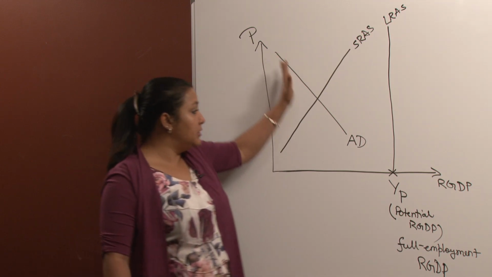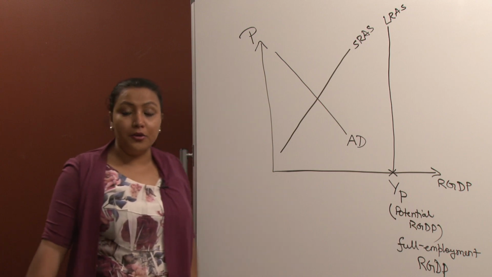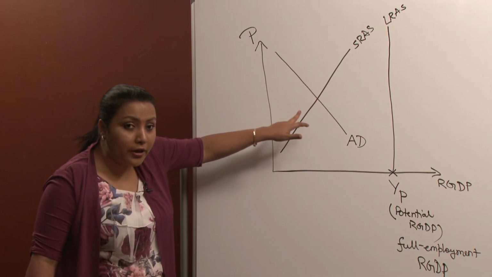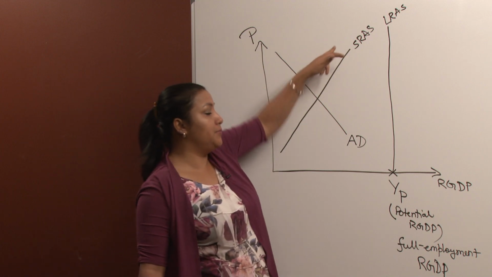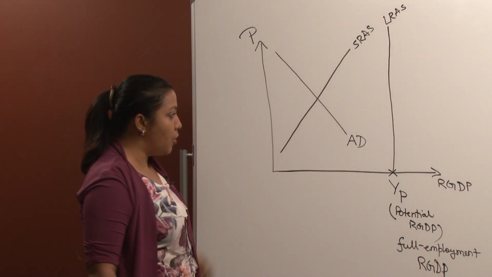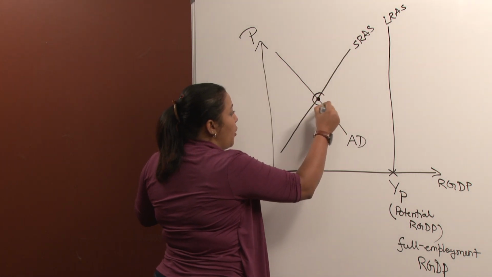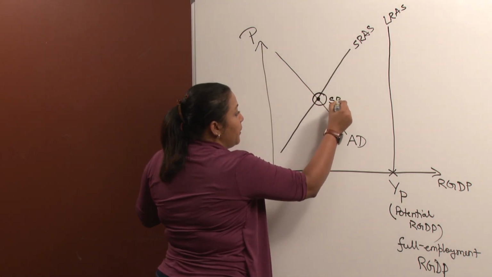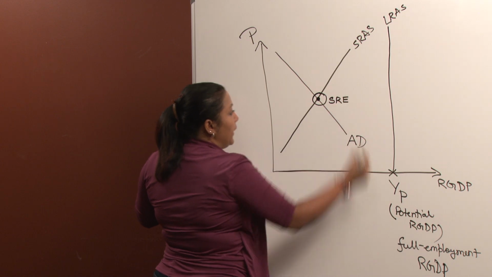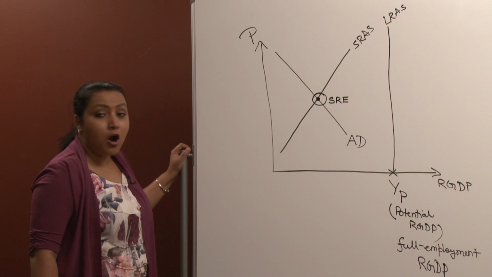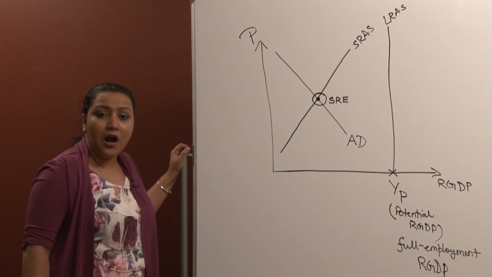Okay. And this is of course the aggregate demand in the current period. So you will have an intersection point of the short run aggregate supply with the aggregate demand curve, one unique intersection point, and that intersection point is the short run equilibrium of the economy, SRE, the short run equilibrium. Very important, short run equilibrium, SRE.